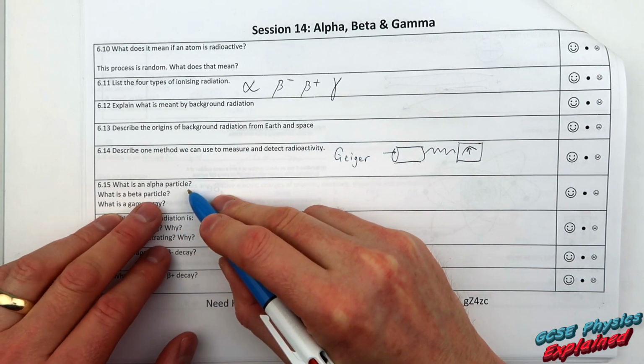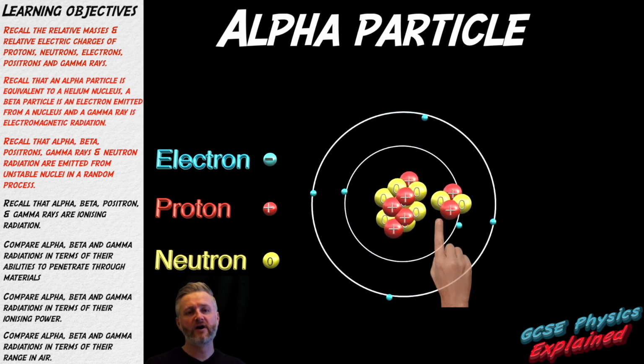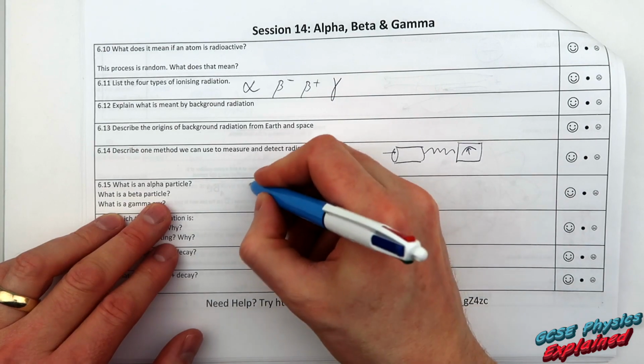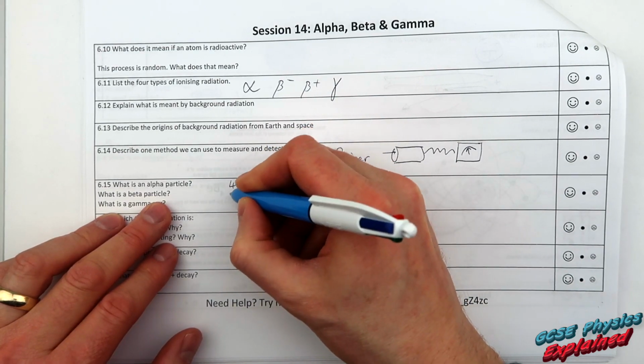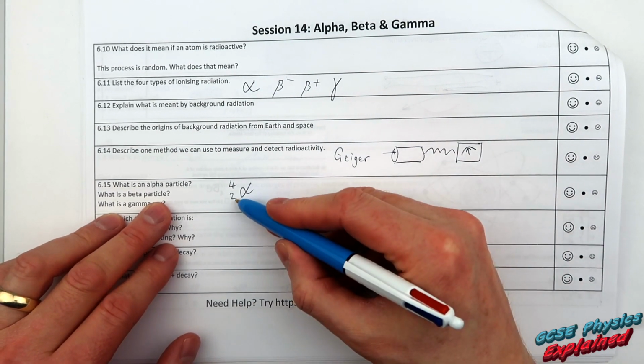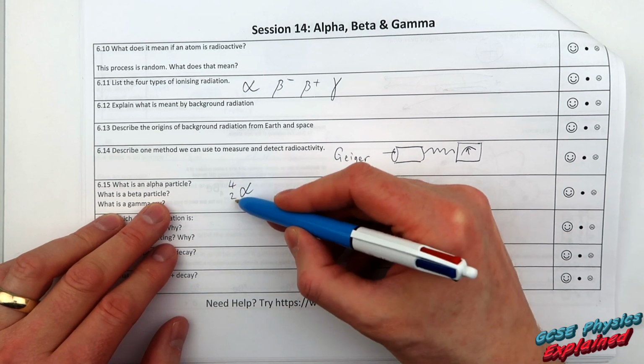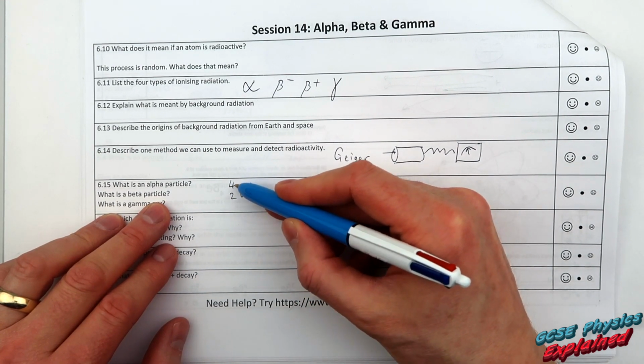What is an alpha particle? Alpha radiation is a particle that's ejected from the nucleus and consists of 2 protons and 2 neutrons. It is the same as a helium nucleus. It has a relative mass of 4 and a relative charge of +2. It's basically a helium nucleus: 2 protons and 2 neutrons. Remember, you get the number of neutrons by taking the bottom number away from the top number.